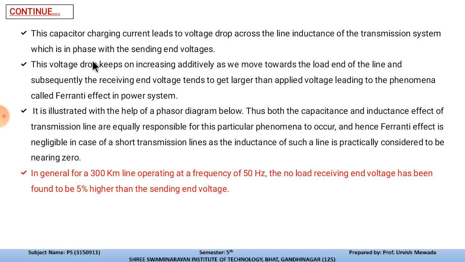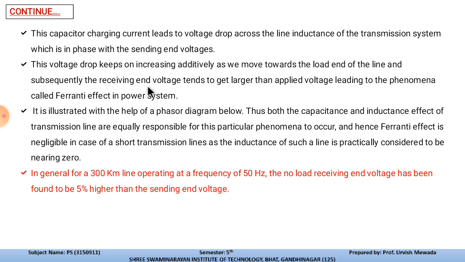It is also illustrated with the help of a phasor diagram that we will discuss in the next slide. Both the capacitance and inductance effects of the transmission line are equally responsible for this phenomenon, and hence the Ferranti effect is negligible in the case of the short transmission line. We do not consider it because the inductance of the line is practically nearly zero, since in a short transmission system we consider the inductance negligible.